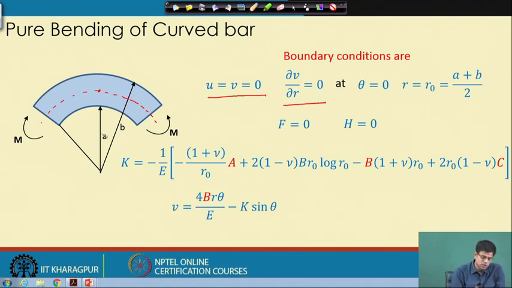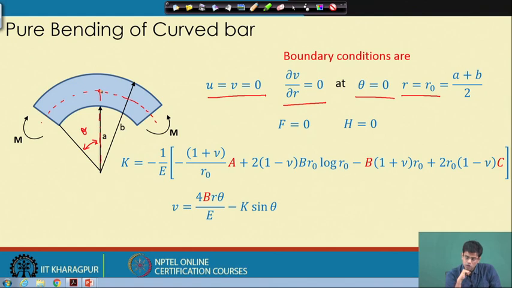So, at theta equals 0. Remember that theta is measured from here. So, theta is this. Now at theta equals 0, r equals r0, where r0 is a plus b by 2. So, this is a and this is b. So, this is a plus b by 2.